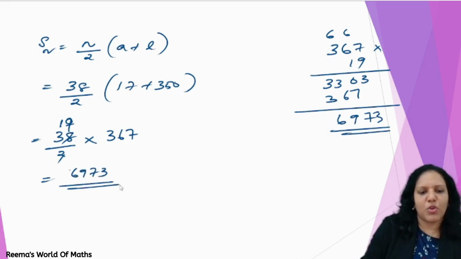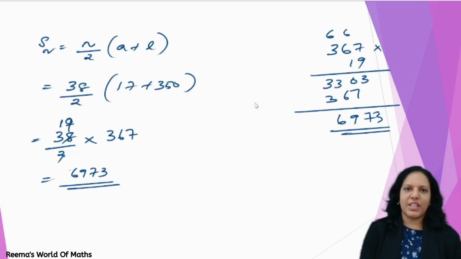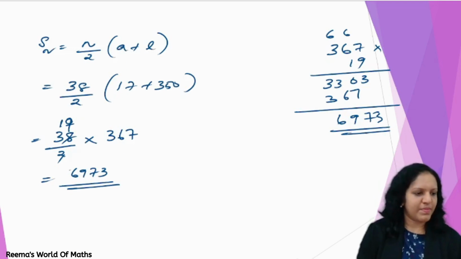So the sum of 38 terms of this AP is 6973. Let's see the next question.